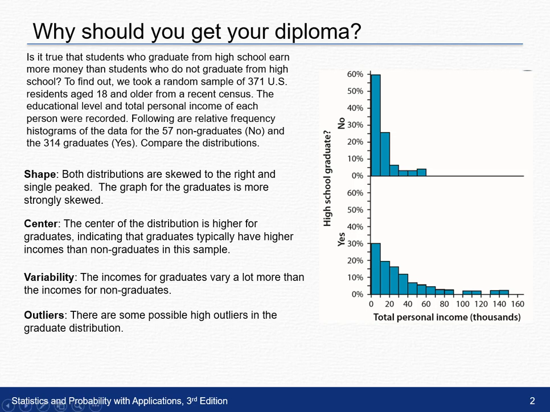So there are some possible high outliers for people who did graduate. You can see them up here, and you can see them separated by the gaps, whereas there's no possible outliers for people who did not graduate.